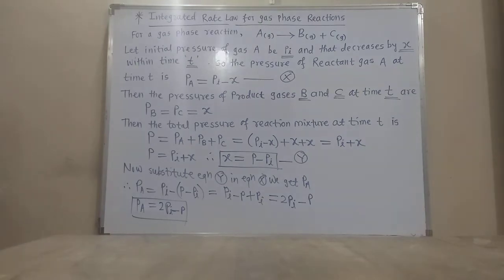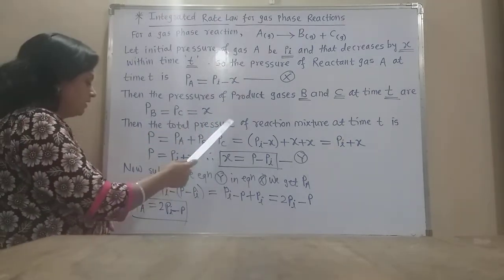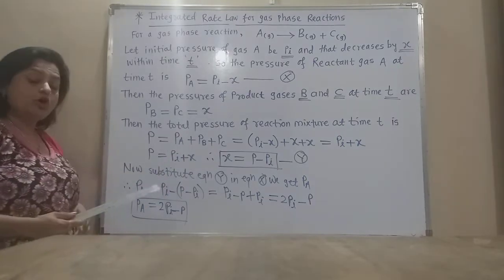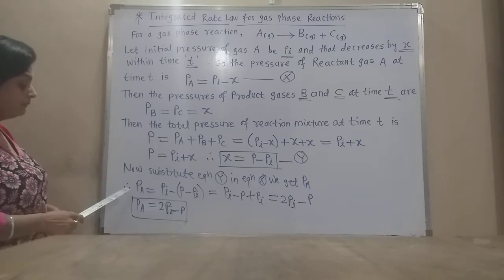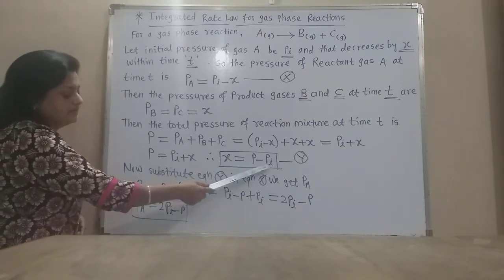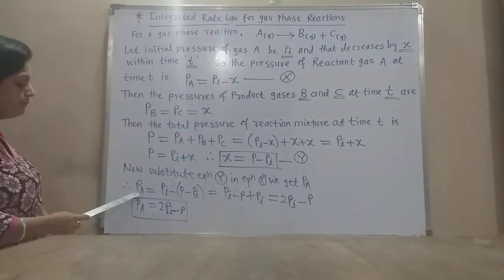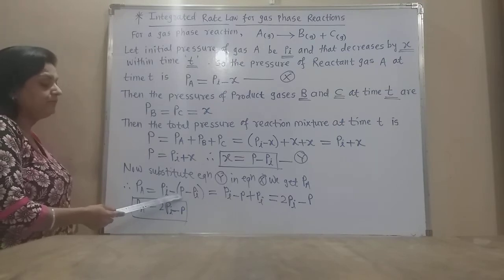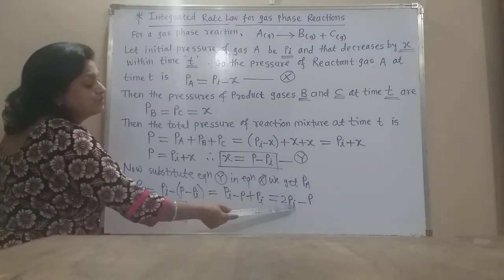Now we have to calculate only the reactant pressure, Pa, by substituting this value of X in equation X, because we have to obtain the pressure Pa in terms of pressures. Substitute equation Y in equation X. Then Pa is equal to Pi minus the value of X, which is P minus Pi. So Pa is equal to Pi minus, in bracket, P minus Pi. Now it becomes Pi minus P plus Pi, that is twice Pi minus P.